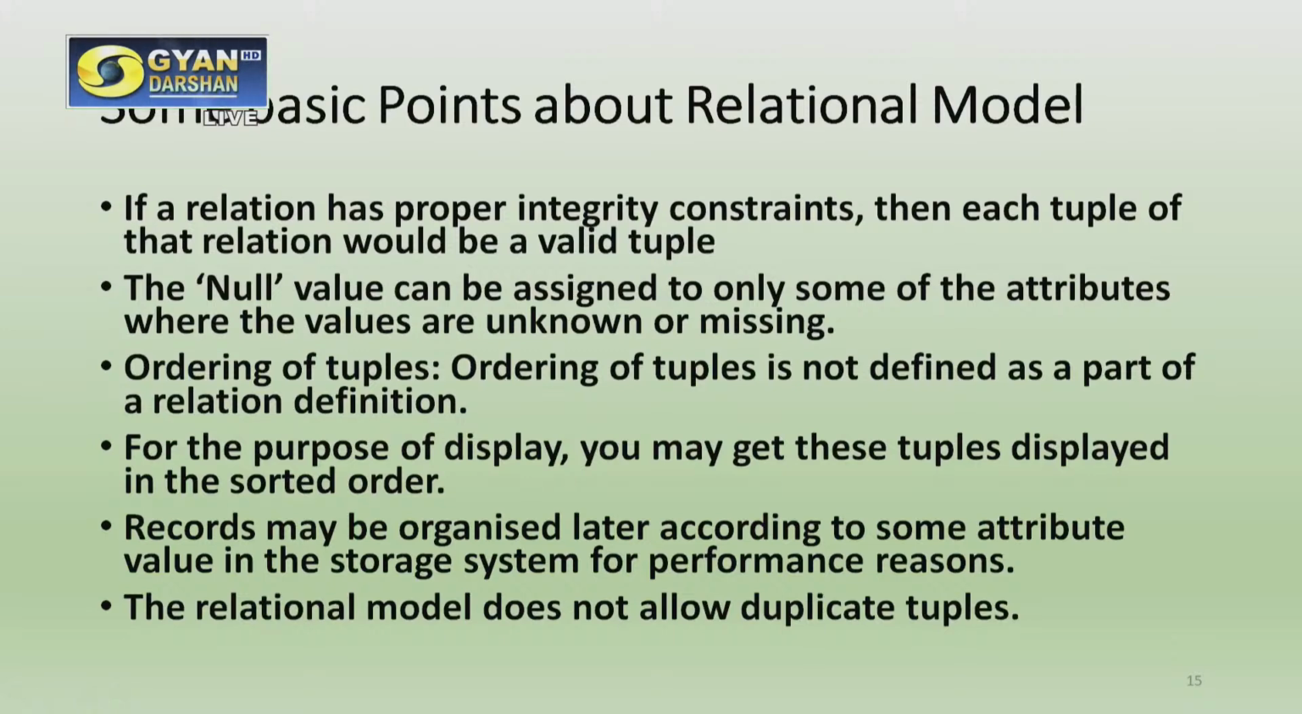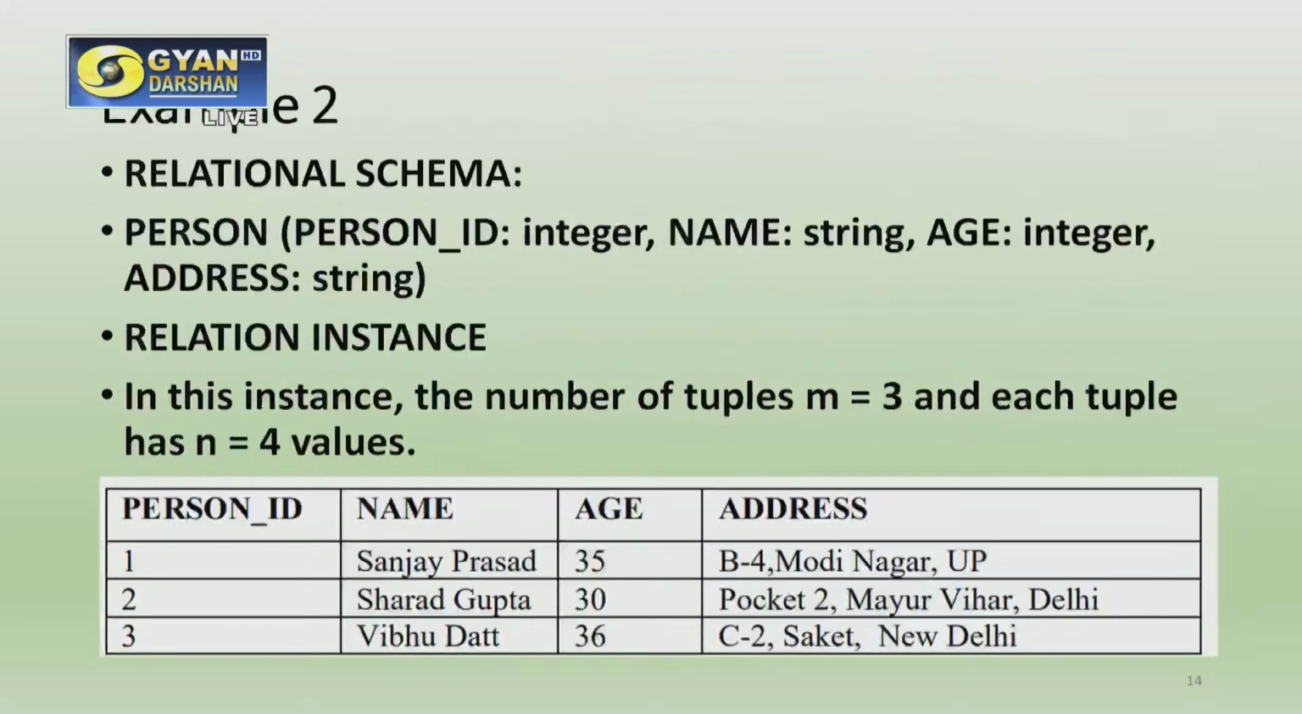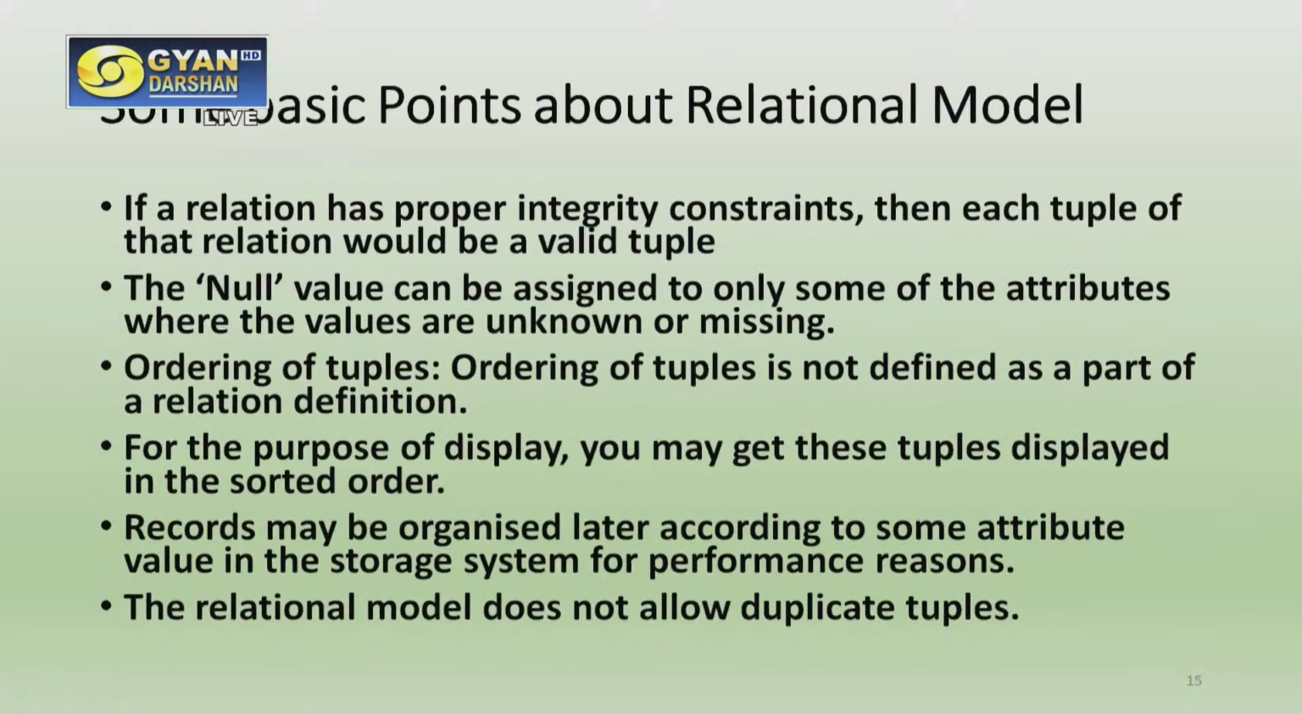Let's now talk about some basic points about the relational model. The very first point is, if a relation has proper integrity constraints, then each tuple of the relation would be a valid value. For example, in this particular case, if we put proper integrity constraints, then age is not going to exceed a particular limit. All right, so this is one particular situation.